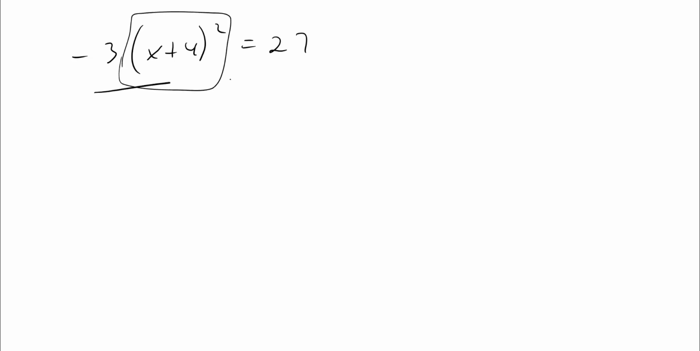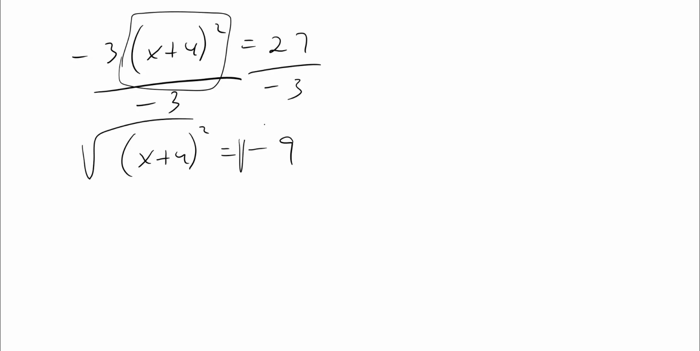Okay, let's do one with an imaginary number now. Let's do -3 parentheses x plus 4 squared equals 27. So the first thing you're going to do is isolate this guy right here. So I'm going to divide both sides by -3. So I get x plus 4 squared equals -9.